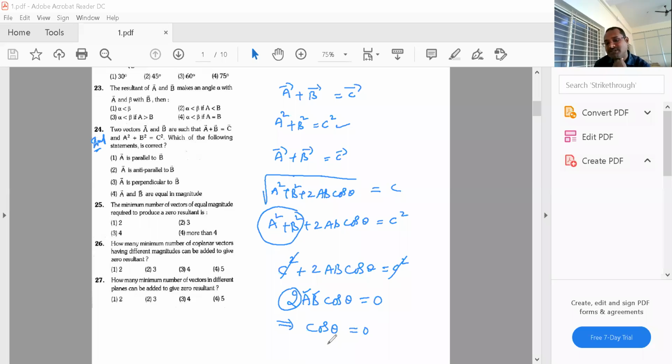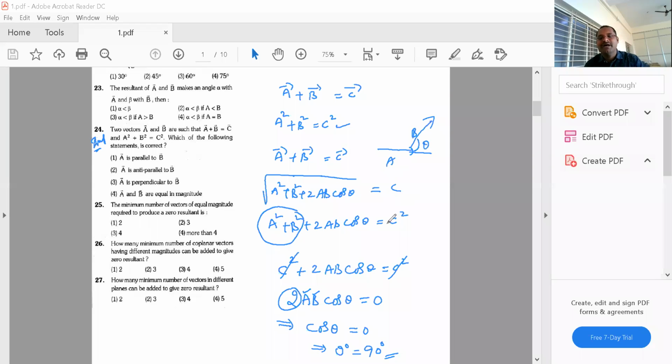Clear? When cos theta is 0, then what should be theta? Cos 90 degrees is 0. Cos 90 degrees being 0 means this theta, which is the angle between A and B, is 90 degrees.